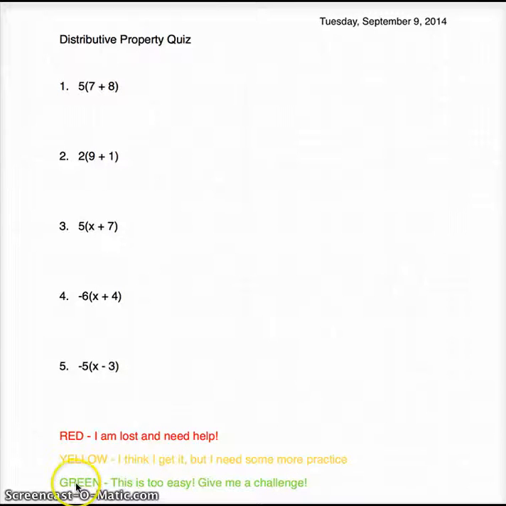And if you choose green, green means this stuff right here is way too easy and you're ready for a challenge. So once you complete your quiz, make sure that you circle one of these answers so that I know which one you feel that you are supposed to be in, if you're in red, yellow, or green. It's just a way for me to help you and help you in class too once I see you again. So go ahead and pause the video right now and complete the quiz and also make your selection for which group you think you are going to be in, if you're going to be in red, yellow, or green.